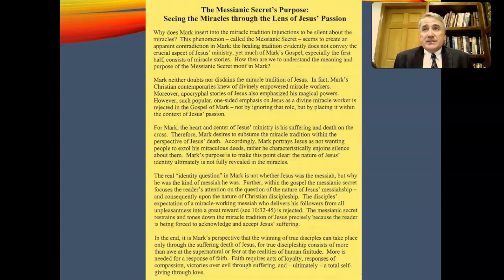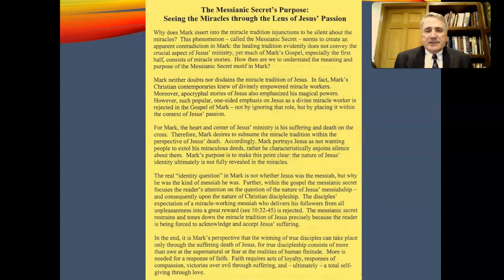To understand the purpose of Jesus' miracles, it has to be put within the context of the passion. For Mark, the heart and center of Jesus' ministry is the suffering and death on the cross. In fact, some biblical scholars will say that Mark's gospel is primarily about the cross, and what he's appended to it is the life of Jesus. I wouldn't go that far, but that's kind of this point that the focus is upon the suffering and death on the cross. Therefore, Mark desires to subsume the miracle tradition within the perspective of Jesus' death. Accordingly, Mark portrays Jesus as not wanting people to extol his miraculous deeds. Rather, he characteristically enjoins silence about them.